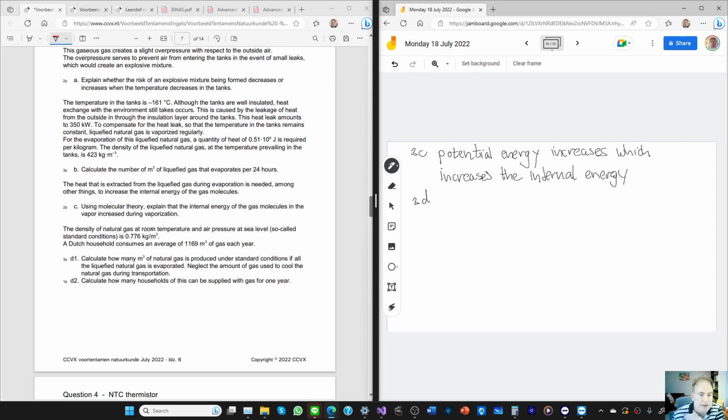3D. The density of natural gas at room temperature and air pressure at sea level, so-called standard conditions, is this. So that's in gas form. A Dutch household consumes so many cubic meters of gas each year. Calculate how many cubic meters of natural gas is produced under standard conditions if all the liquefied natural gas is evaporated. Neglect the amount of gas used to cool natural gas during transportation.